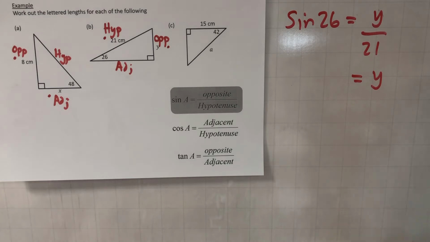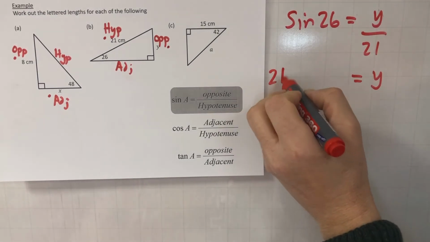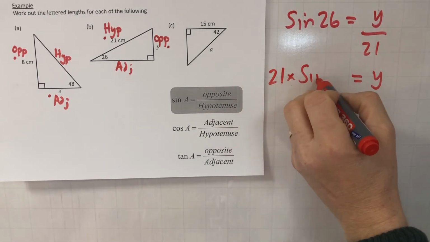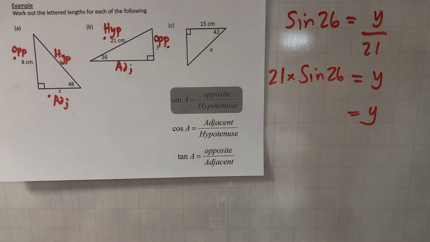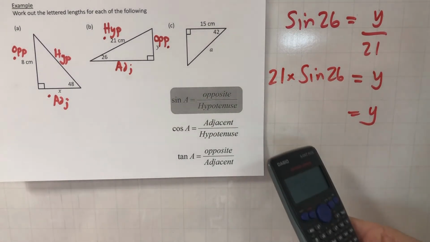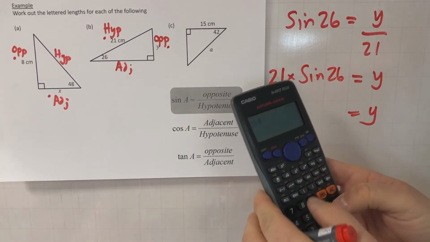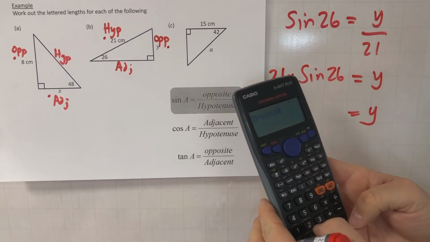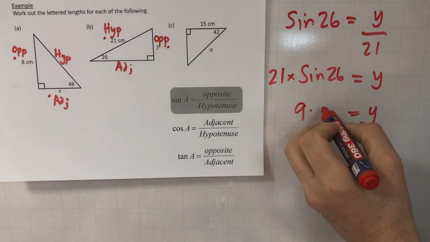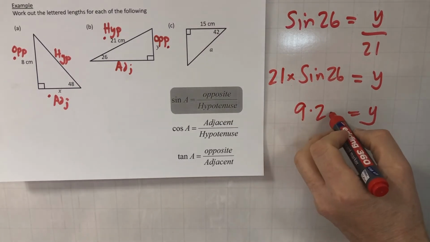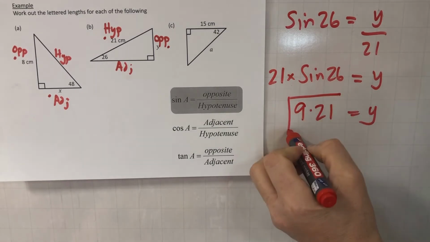So this time we're doing a multiply. Take the 21 across as a times, and we place that into the calculator. So we've got 21 times by the sine of 26 equals, and there we get 9.20, but I'm cutting a 5 off, so it's 2, 1.